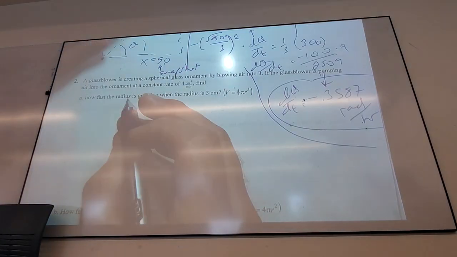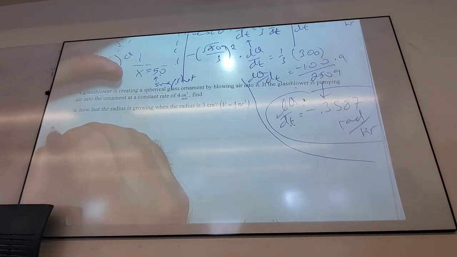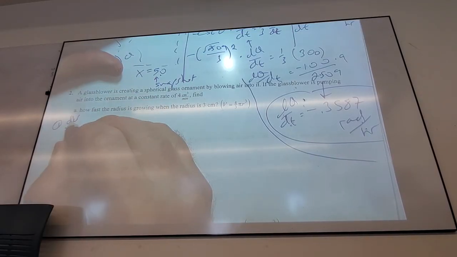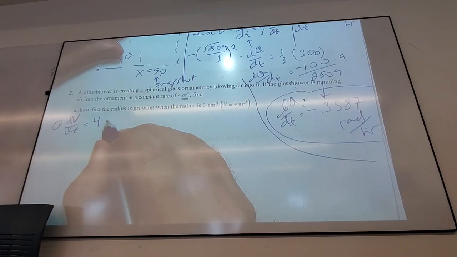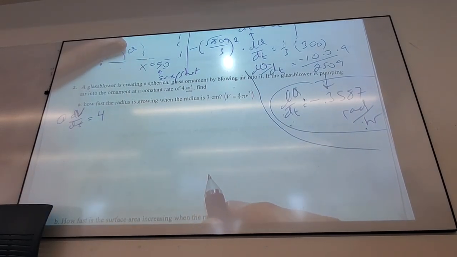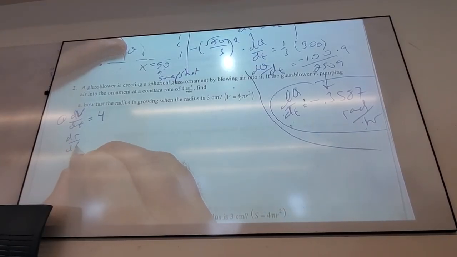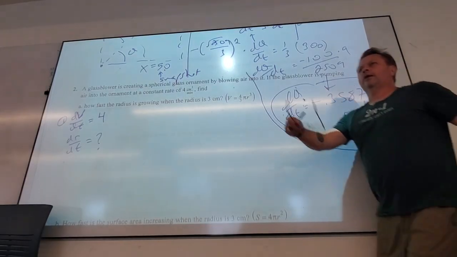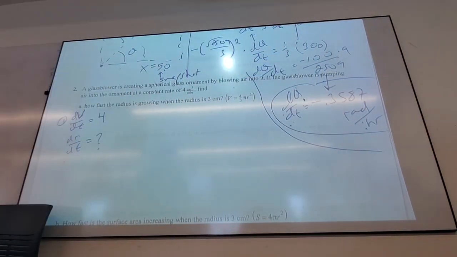My first step in these kind of problems, one of my first steps, is identify what they tell me. Make this big. dV/dt is 4. What are they asking me for in symbols? dr/dt equals, I don't know. So if I set up an equation and I end up with no dr/dt in it, I know I must be wrong, because then I can't figure out what dr/dt is.